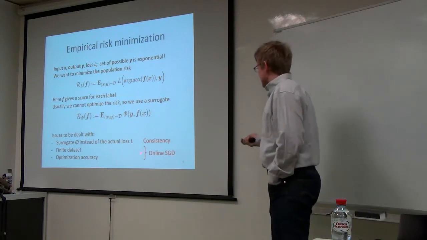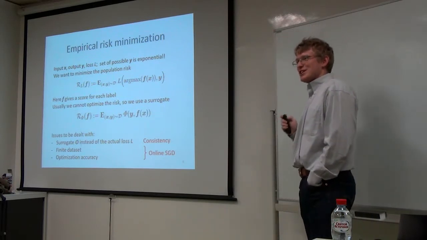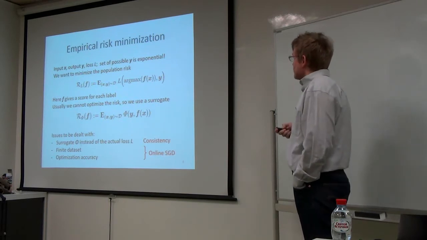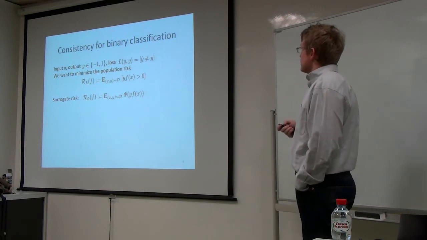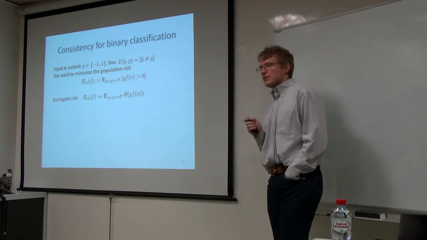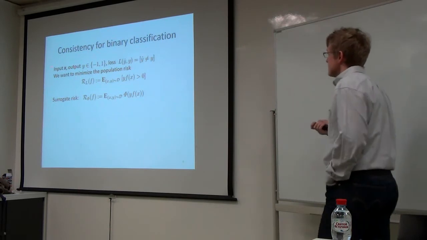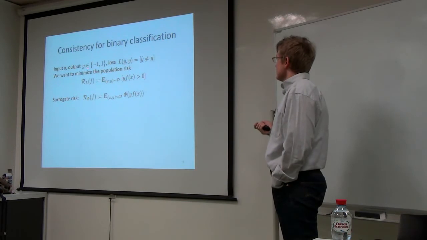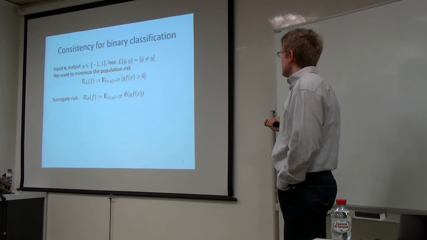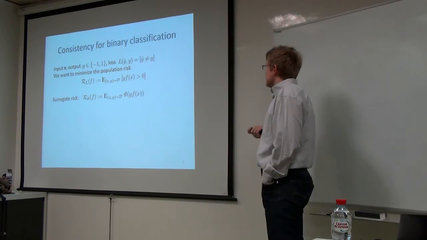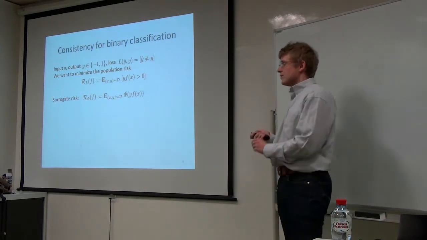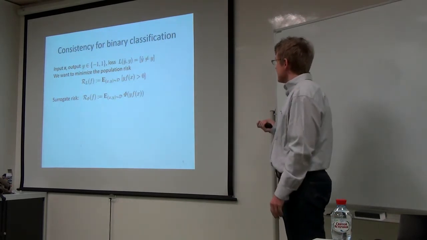Okay, so we'll get to more specific formulations. Let's go back to consistency, first for binary classification. In binary classification, the output is binary. There are two possible values, usually -1 and 1, and the loss is the 0-1 loss. It's just 0 if there is a match between the prediction and the correct label, and 1 if there is a mismatch.